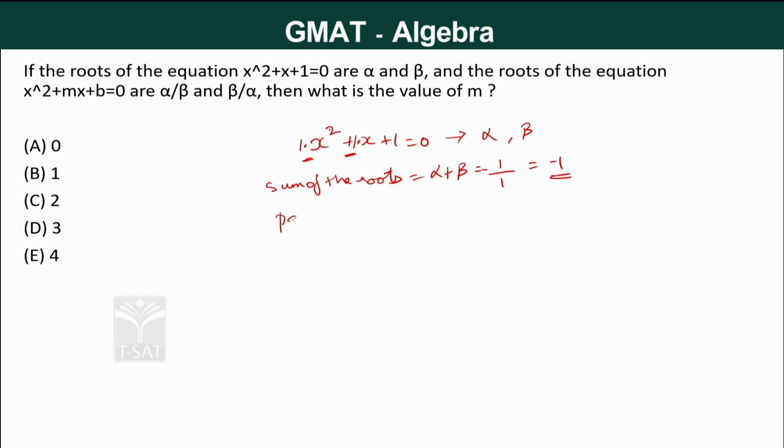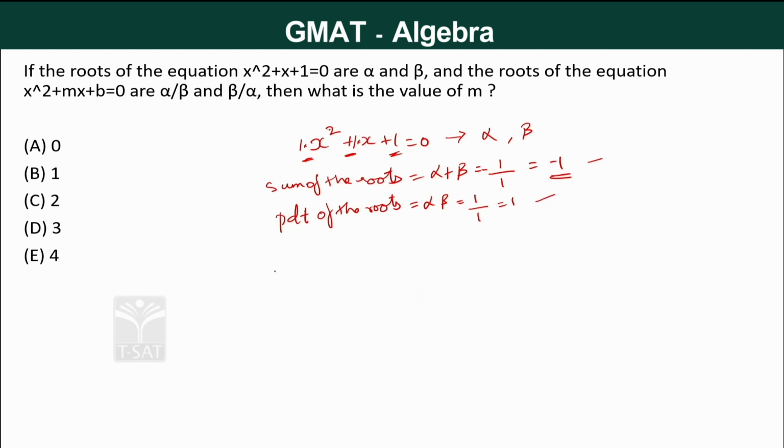And for product of the roots, we have c by a, that will become alpha into beta. So, we have that as c by a, c here is again 1 divided by 1, that is 1. So, we got two equations from here, alpha plus beta is minus 1 and alpha beta is equals to plus 1.